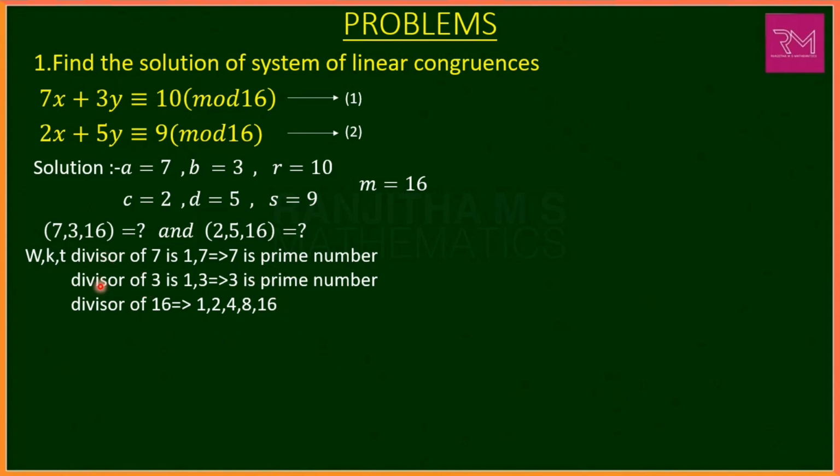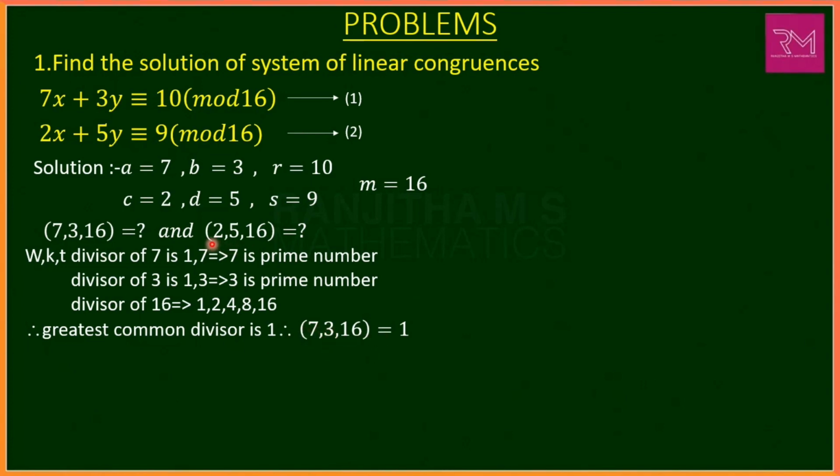Next, these three are the divisors of 7, 3 and 16. Among these three, we have to find the greatest common divisor, that is the GCD of 7, 3 and 16. Here the common divisor in these three is only 1. This is 1 and 7, this is 1 and 3 and this is 1, 2, 4, 8 and 16. Among these three, the common divisor is 1. That 1 is the greatest common divisor because it is the only element common to all. Therefore, we can conclude that the GCD of 7, 3 and 16 is 1.